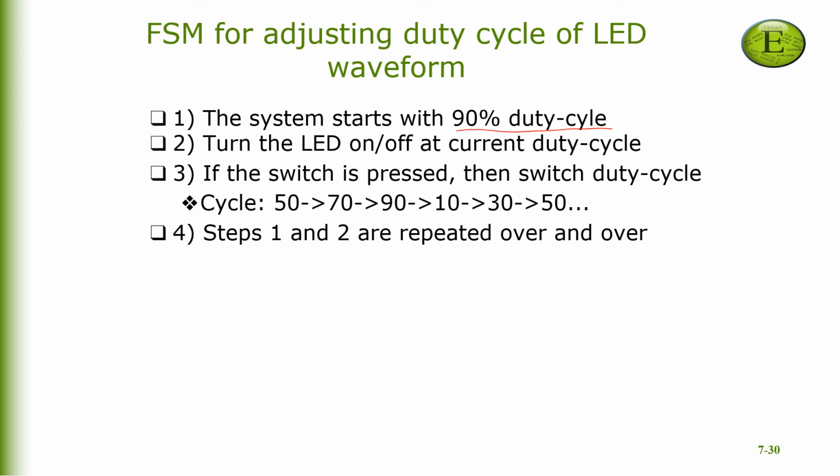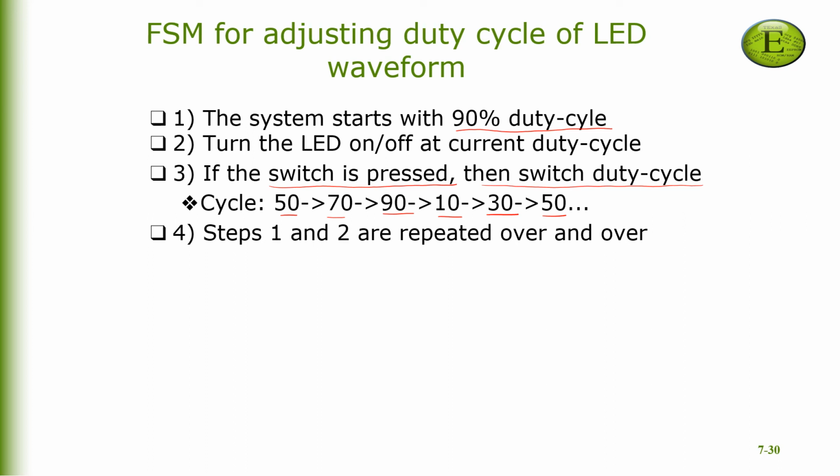and we would like to have a state machine whose input is obtained from the switch, so that each time a switch is pressed, then the duty cycle changes. If we start with the 90% duty cycle, the next time the switch is pressed, we go back to 10. Another switch input goes to 30%, 50%, and then from 50 to 70 and 90, and this continues forever.